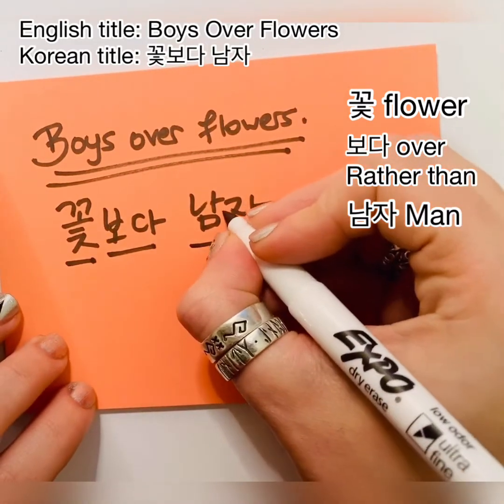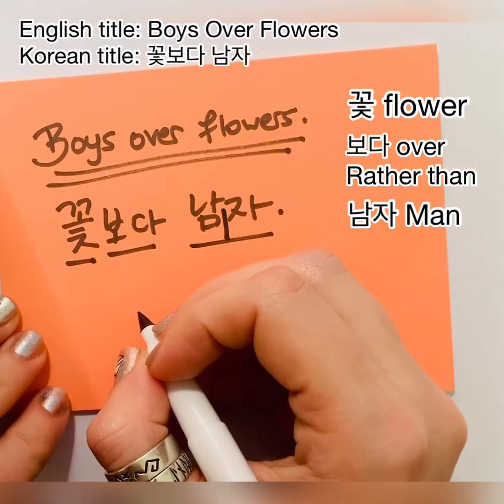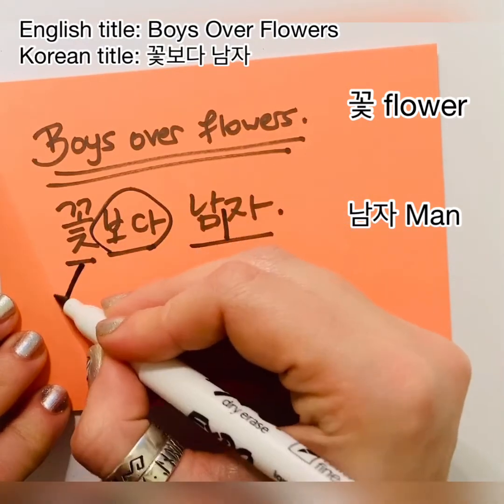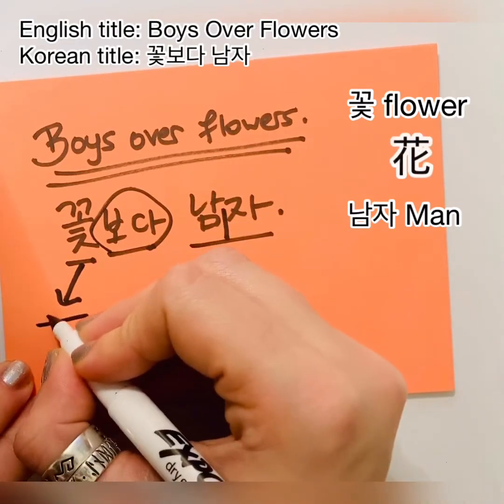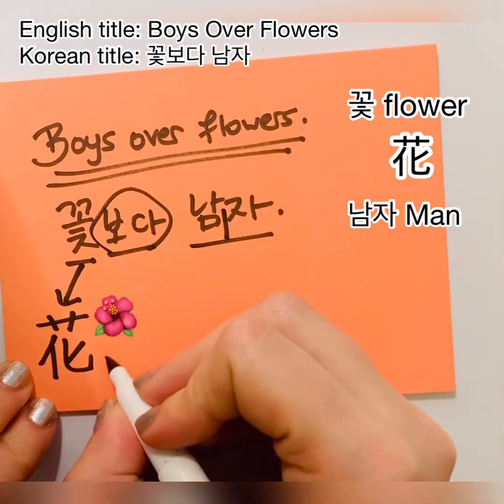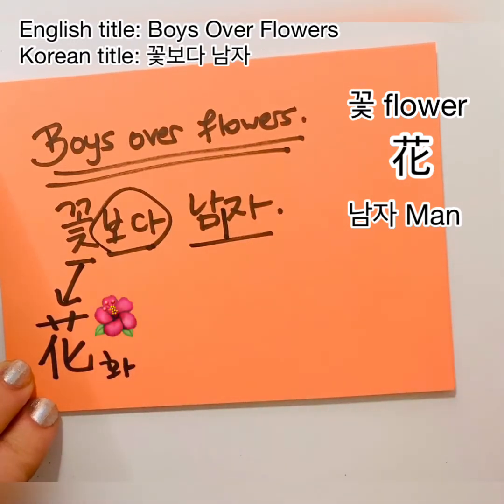So we have 3 Chinese characters here. 꽃 doesn't have a Sino-Korean origin, so there won't be one. It is written like that. You can also say 화. This means flower.